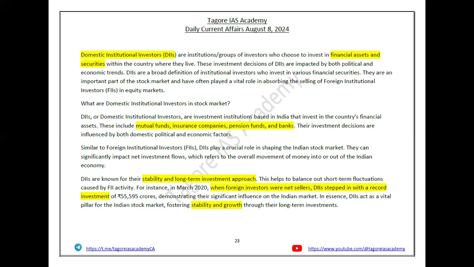They are known for stability and long-term investment approach. Okay, fine. Now this is not the first time that this thing is happening. In March 2020 also, the same thing happened. Foreign investors were net sellers, but the domestic institutional investors pumped in around 55,000 crore rupees, 55,500 crore rupees. Now March 2020 is Corona time.